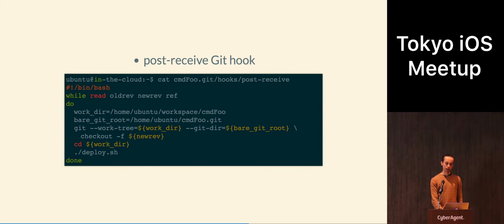So that's the Git hook I'm using. The way I work, I do have a Git repository on the EC2 instance, and the Git hook basically, each time the repository receives a push with new source code, is running that deploy.sh script at the bottom.